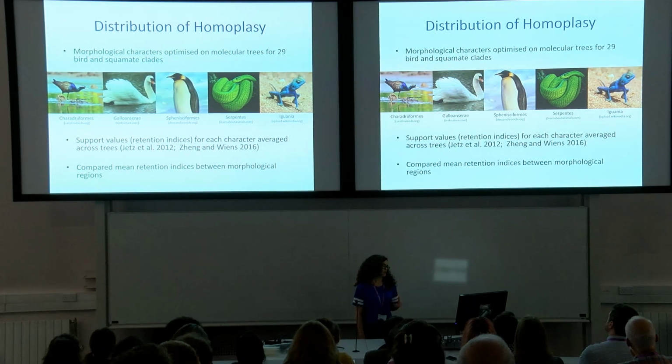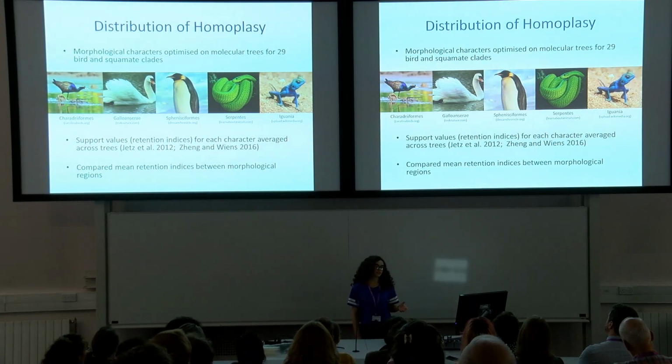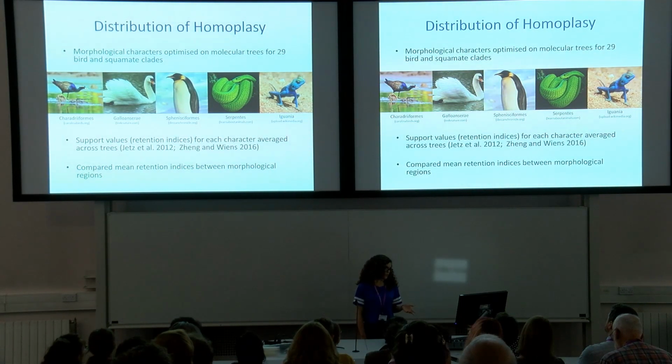And for each of these matrices, I optimized all morphological characters onto a molecular tree for squamates or a set of molecular trees for birds. So in particular, I calculated a support value known as the retention index, which is just a measure of how well each character fits onto a tree. And I averaged this across trees for birds.